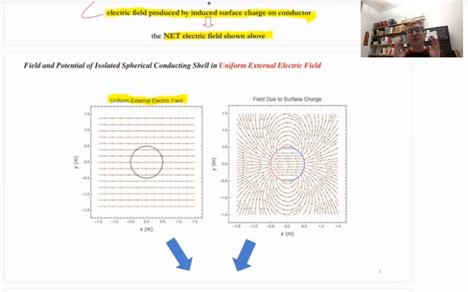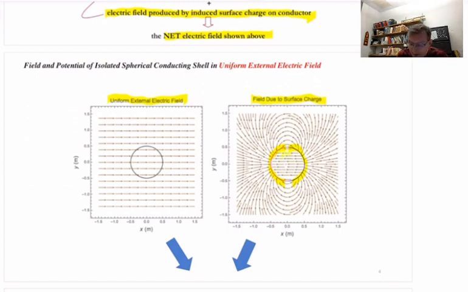There will be charge induced on the surface of the conductor, with negative charge induced on the left hemisphere of the sphere and positive charge induced on the right hemisphere of the sphere. And the picture I'm showing you on the right is the electric field due to just that induced surface charge on the surface of the conducting sphere. It's pretty complicated, isn't it? But there's one amazing thing about it.